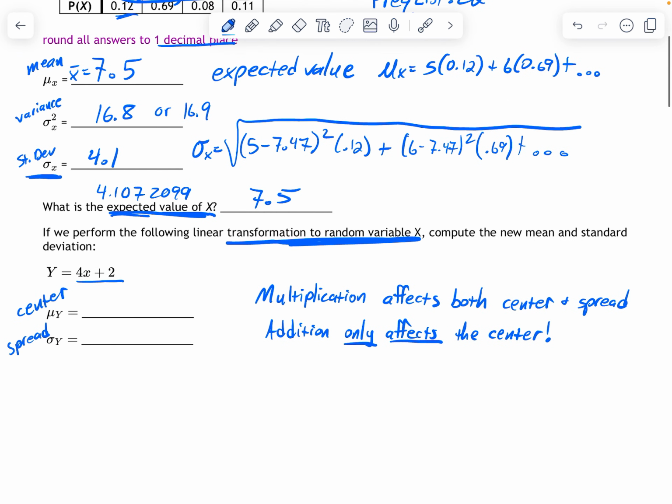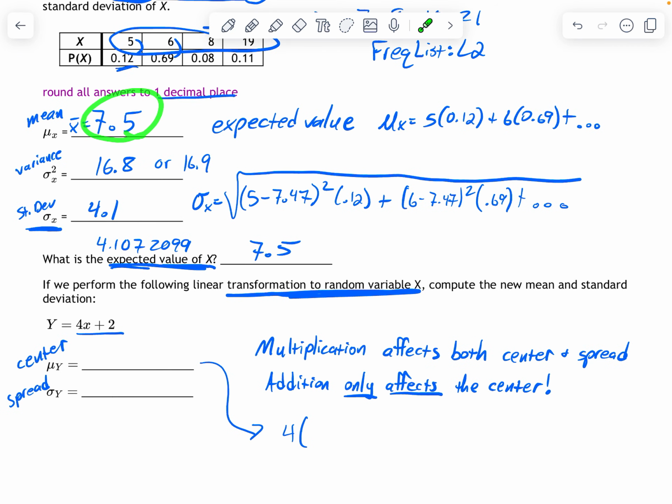So long story short, when you do the center, you do the whole shebang. You take 4 times your previous center, 7.5, and then add 2. Take out your calculator, crunch that out. I think for me that's 32. When you do the standard deviation, you only do the multiplication. So I'm going to do 4 times 4.1, the standard deviation. For me that would be 16.4, and you'll have something similar.